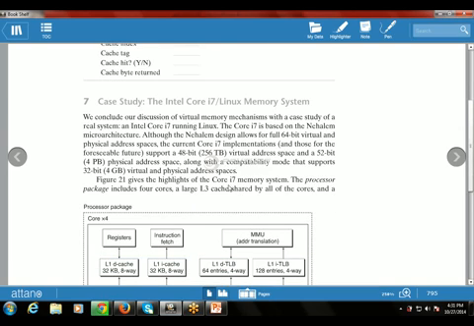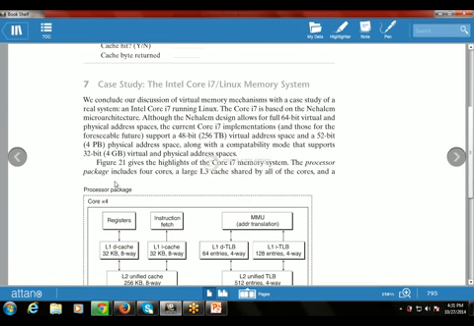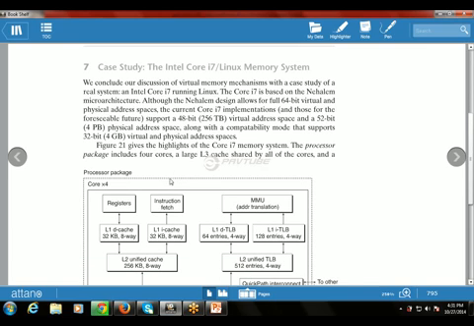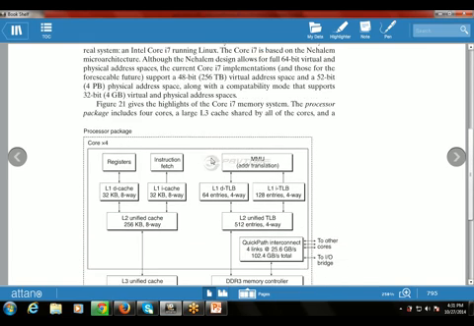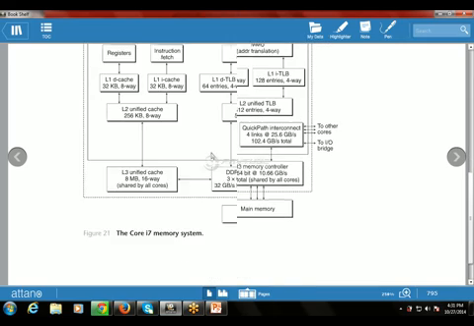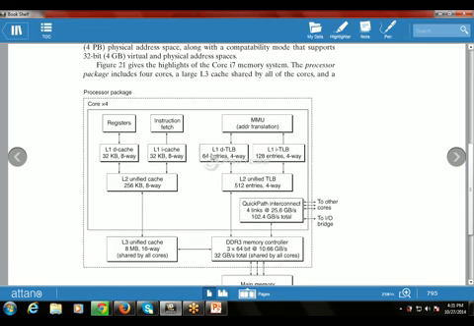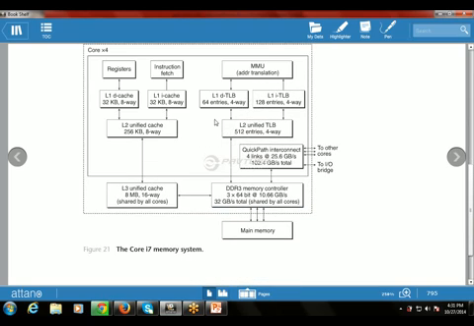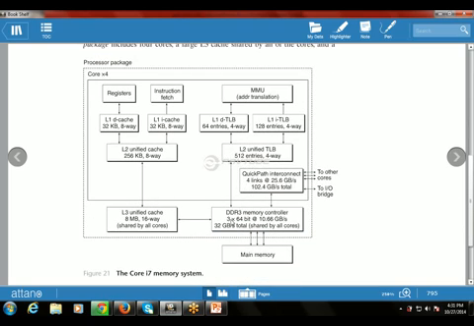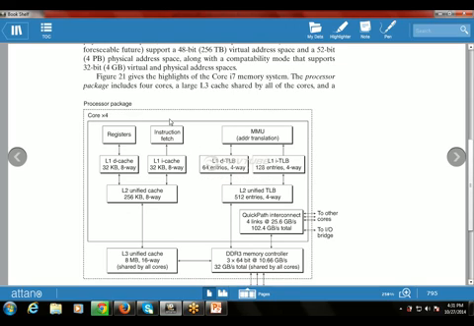Figure 21 shows the Core i7 memory system. The processor package includes 4 cores and a large L3 cache that is shared by all the cores. This is the diagram of the processor package, the i7 memory system. First of all, there is a register, which is part of the memory used for storing data. Then instruction fetch, that is, the instruction is fetched from the L1 cache.